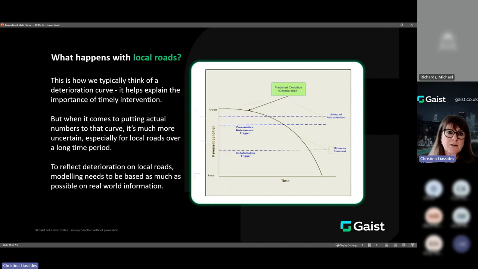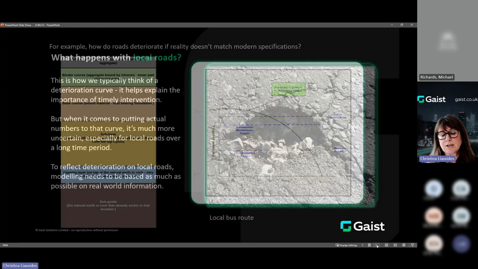What we're doing with life cycle modelling is reducing that uncertainty as much as possible and giving you some information on which you can make some data-led decisions. But it doesn't mean that we can say in 60 years' time your highway will be absolutely and accurately like this. What we are doing is basing our modelling as much as possible on real-world information. And that is important. So, how local roads have already performed can make a big difference to how they're going to perform in the future.